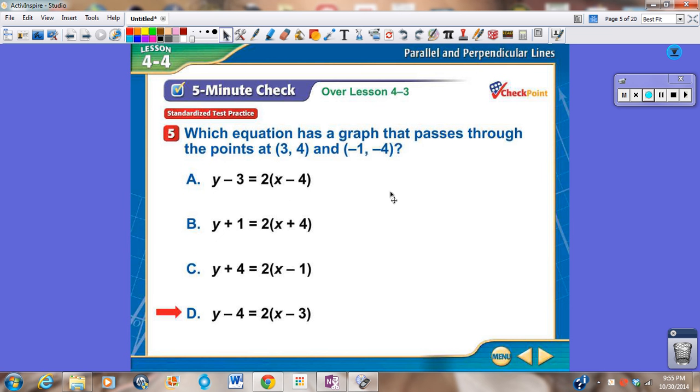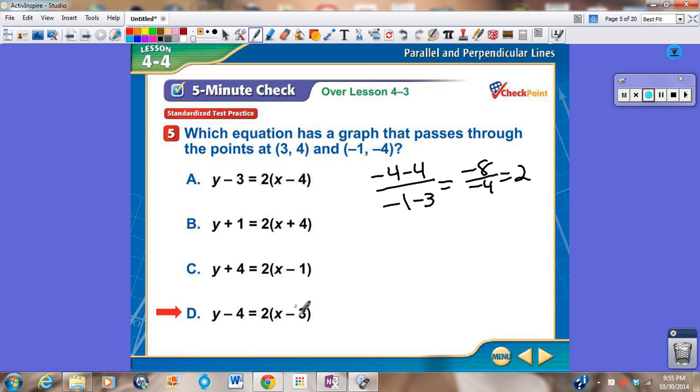Now, which equation has a graph that passes through these points, 3, 4, and -1, -4? What you have to do is find the slope first, and then once you find the slope, use either one of the ordered pairs. Okay, so let's find our slope: -4 minus 4 over -1 minus 4. So it's going to be a -8 over a -4, so that's a +2. Okay, so that takes care of your slope.